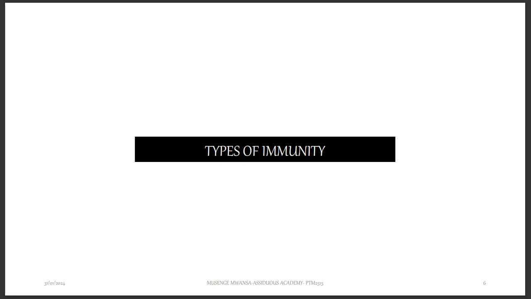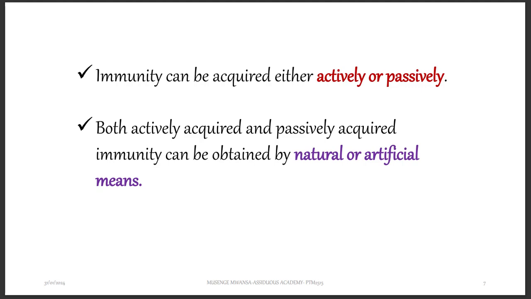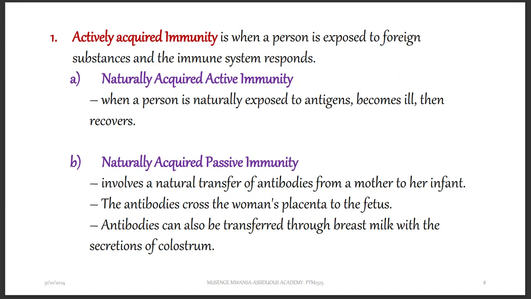Now let's talk about the types of immunity. You need to understand how you can get immunity. Remember that immunity is just an ability to fight anything that can cause disease. How can you be in that state of fighting things which can cause disease? So immunity can be acquired actively or passively. Either actively or passively, these can also be obtained either naturally or artificially. And I want you to very much understand this part. Okay?